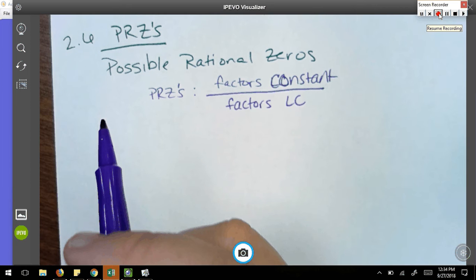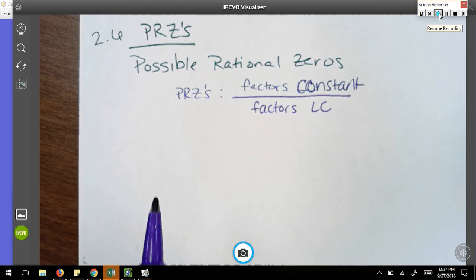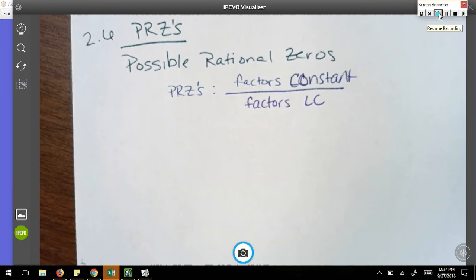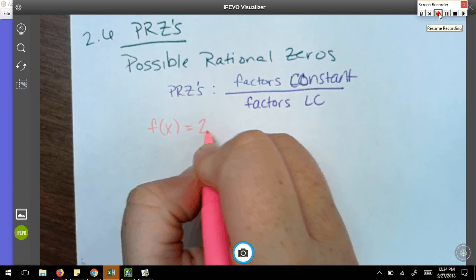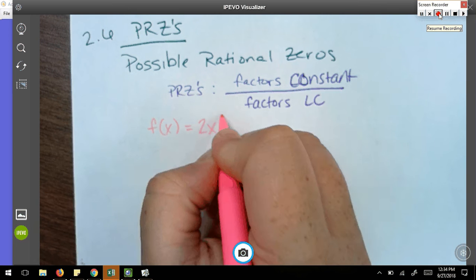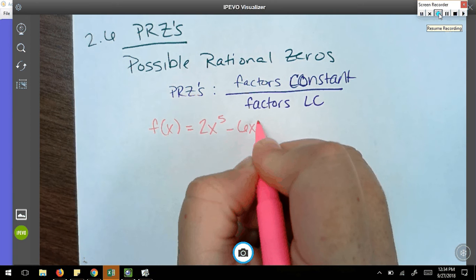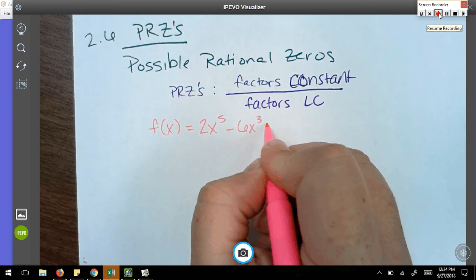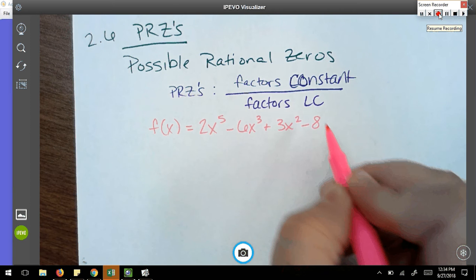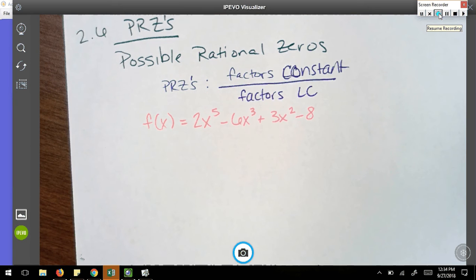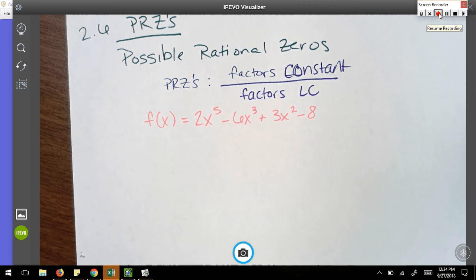Let's say I have f of x equals 2x to the 5th minus 6x to the 3rd plus 3x squared minus 8. Do we have to put in your grade? Not yet. We will once we start actually testing them. But right now, I just want a list of possibilities, okay?